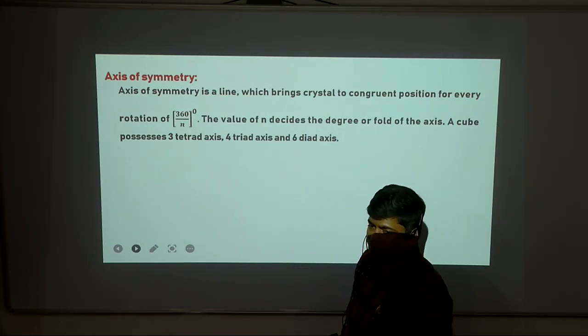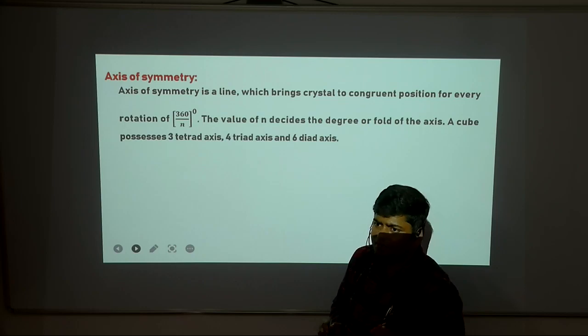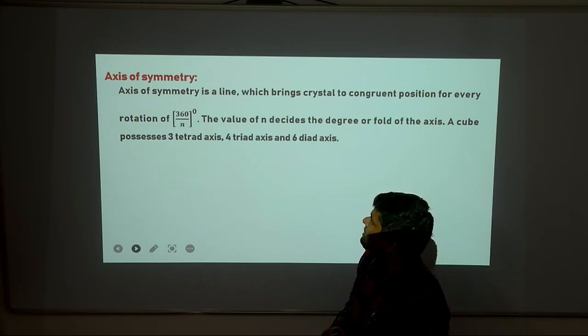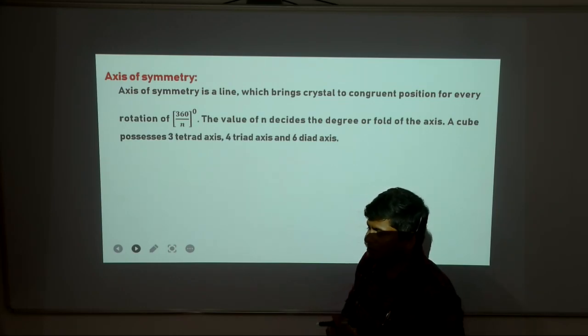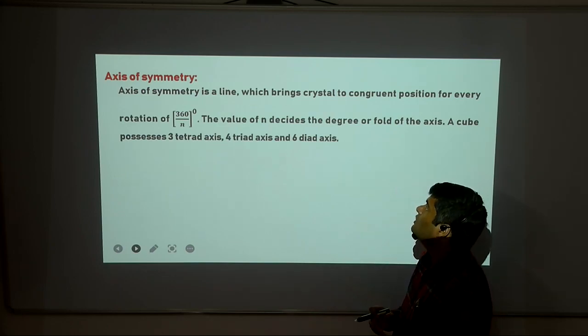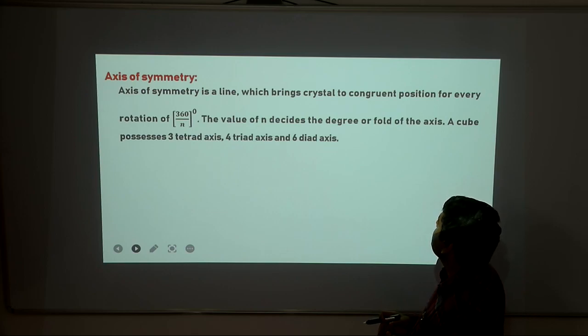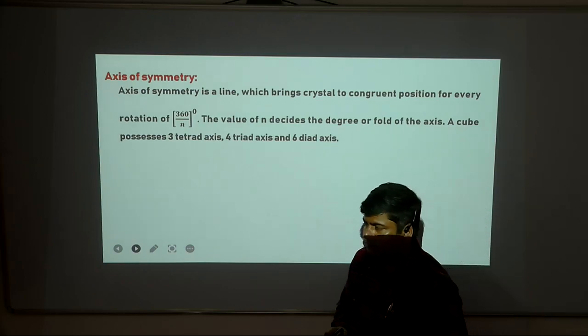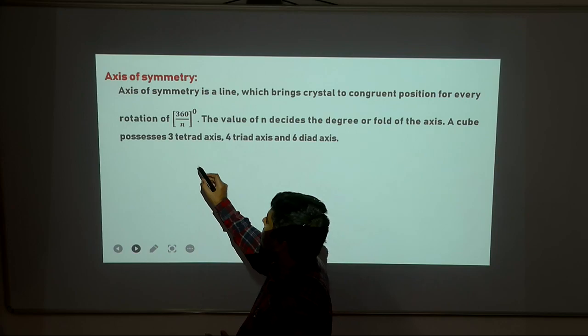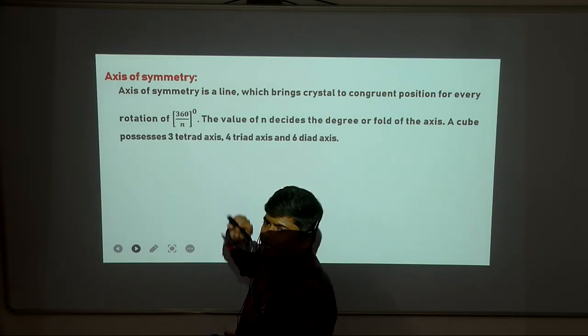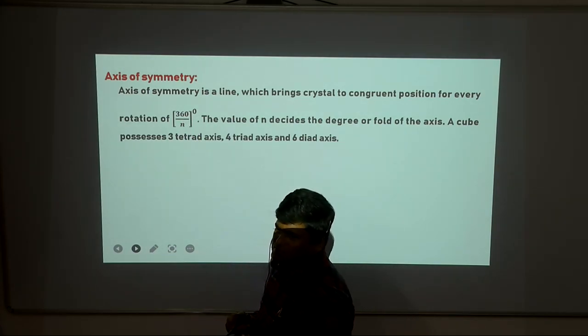Now we will discuss the axis of symmetry. Axis of symmetry, of course, is a line, or an imaginary line you can say, which brings the crystal to a congruent, identical position for every rotation of 360 degrees divided by n. What it means?